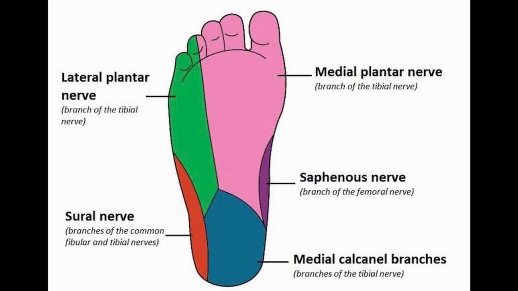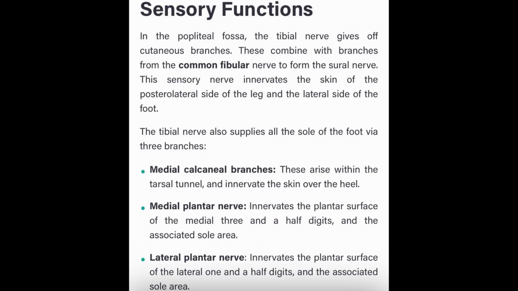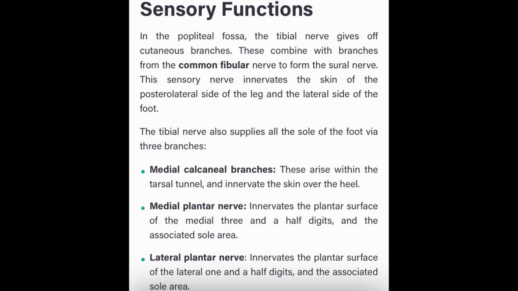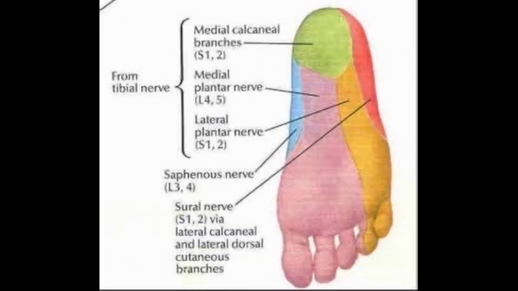As you can see on the diagram, all the nerves are mentioned here. The first one is the medial calcaneal branches. These arise within the tarsal tunnel and innervate the skin over the heel. As you can see on the diagram, this is the medial calcaneal branch. Its root value is S1, S2, and it supplies the heel. Now the second one is the medial plantar nerve. It innervates the plantar surface of the medial three and a half digits and the associated sole area. So this is the second, and the root value is L4 and L5.